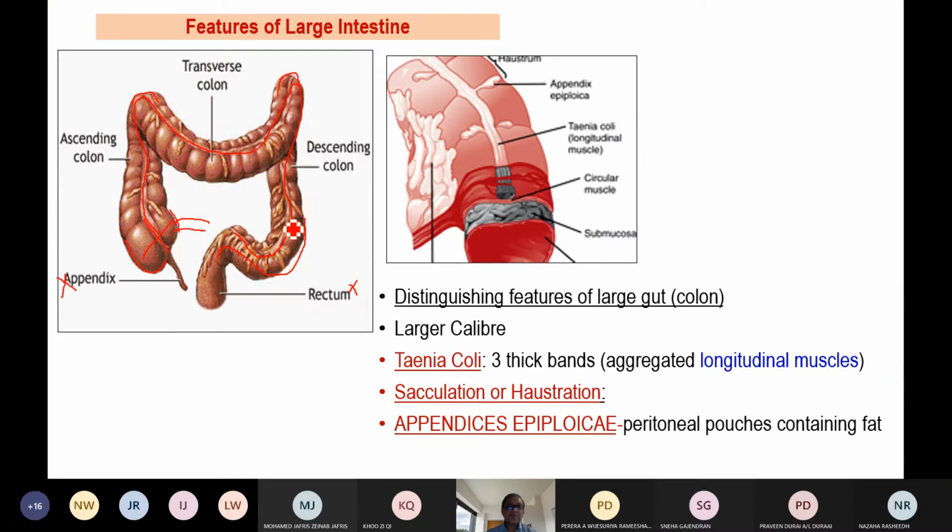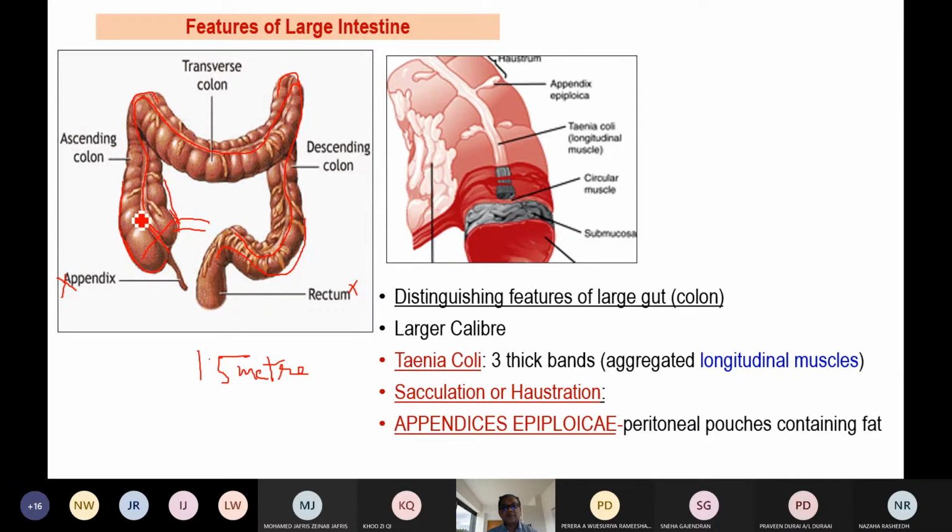It is not actually one. There is one here, another over here, and another over here. So anterior, anteromedial, and posteromedial. So these three longitudinal muscle bands, taenia coli, actually envelop 1.5 meter. You know that the small intestine is 6 meter. This one is 1.5 meter. So 1.5 meter is enveloped by a shorter taenia coli.